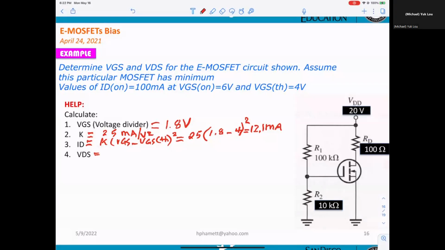1.8 minus 4 is equal to 2 point something. Then you square it. Then that becomes 4 something times 25 is equal to 121. Okay, let me try again on my calculator. 1.8 minus 4, square. You should get 4.84. 4.84 times 25. Right, 121. 121. Correct. Thank you.